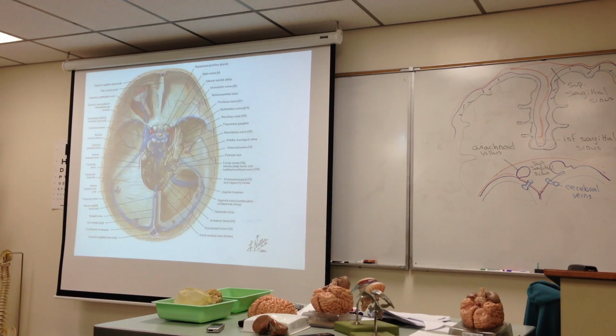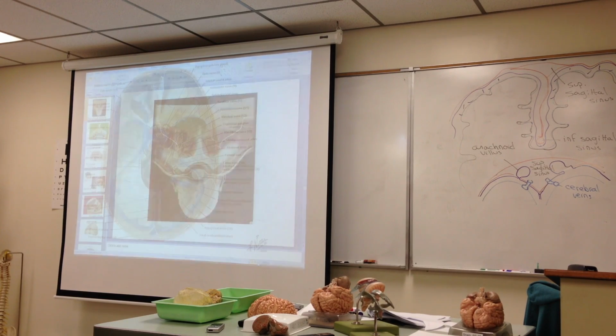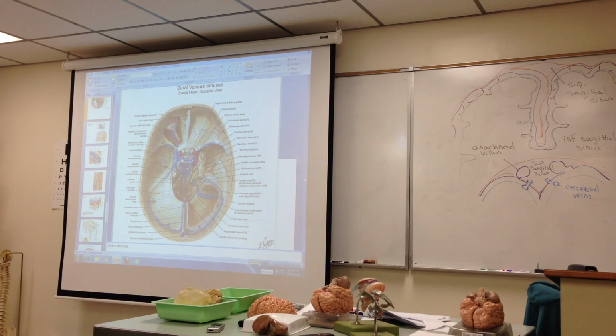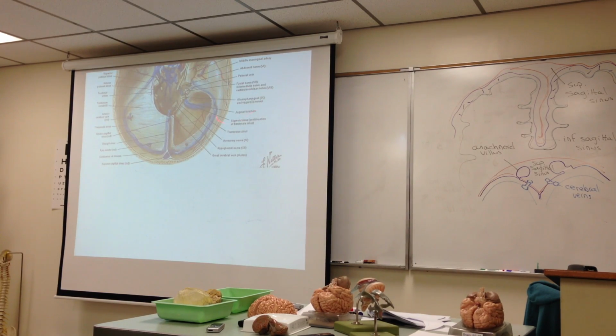So our next image here again shows you, let me move it up so those of you in the back can see the sigmoid sinus a little bit better. So here's the straight sinus. This is the tentorium cerebelli. You go right or left through the transverse sinus, and then go down into the sigmoid sinus, and right there it flows into the jugular vein, the internal jugular vein.